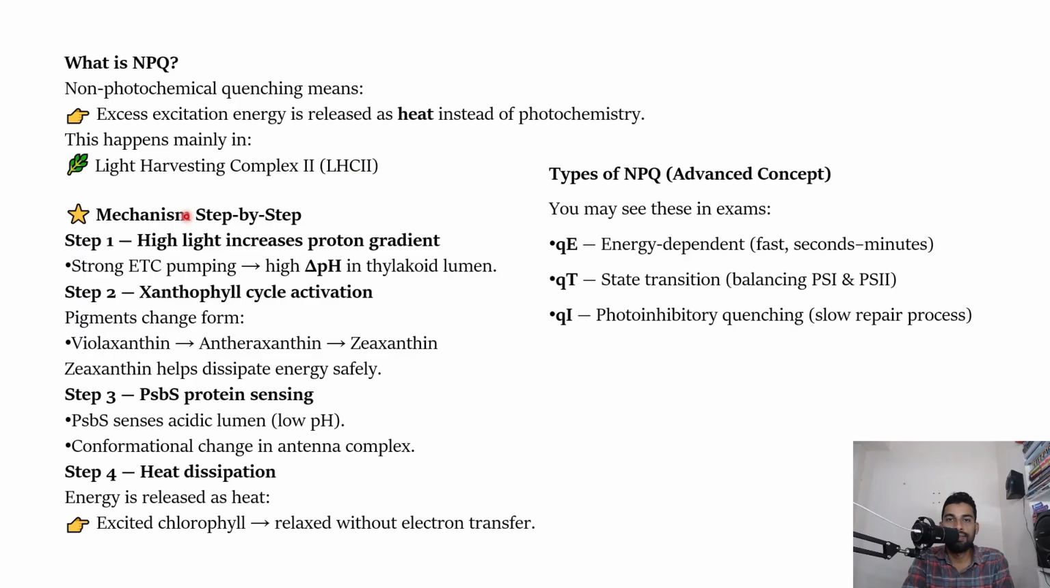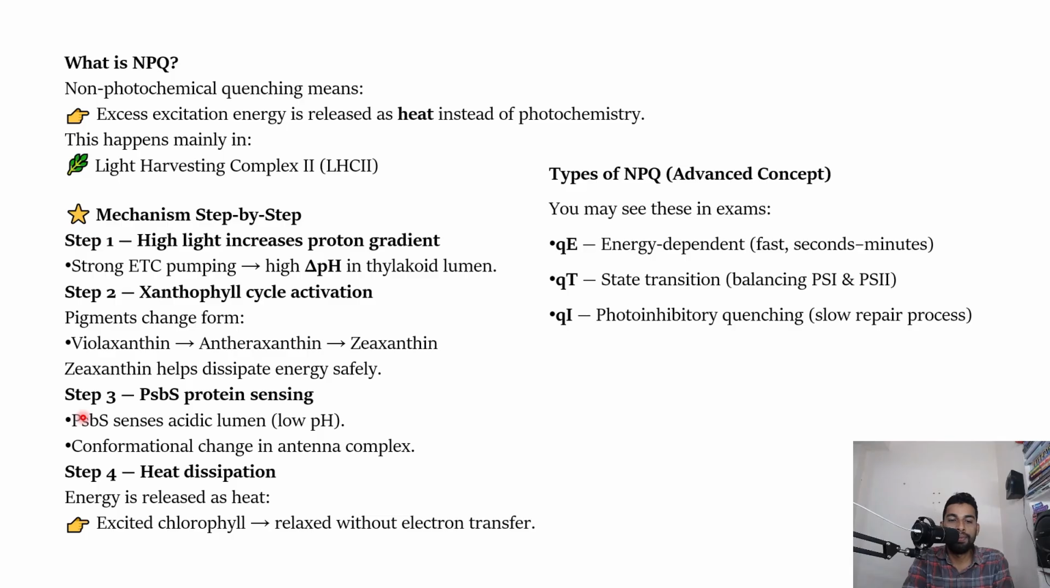Let us see how this happens step by step. Step 1. High light increases the proton gradient. Strong ETC pumping, high protons, low pH value in the thylakoid lumen. Step 2. Xanthophyll cycle activation. Pigment changes from violaxanthin to antheraxanthin to zeaxanthin. Zeaxanthin helps dissipate energy safely.